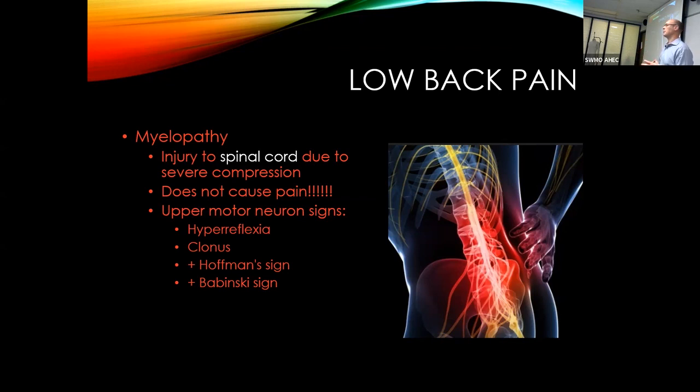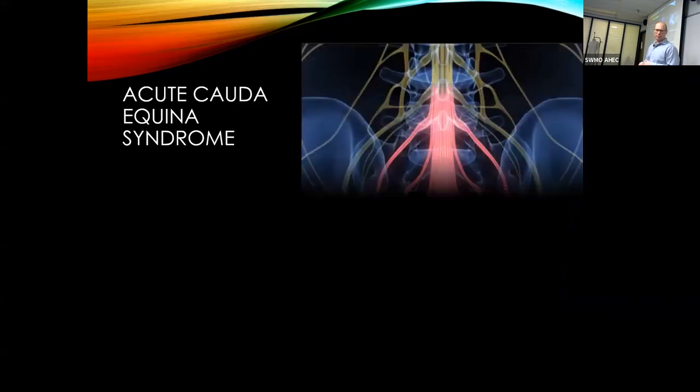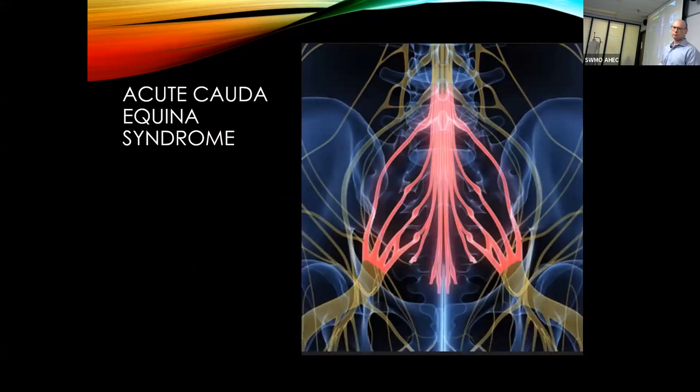How do you check for myelopathy? Upper motor neuron signs. I mentioned clonus. Very simple test, very indicative of myelopathy. So with radiculopathy, you're going to have hyporeflexia. With myelopathy, you're going to have hyperreflexia. Cauda equina syndrome. That's compression of the cauda equina, right?